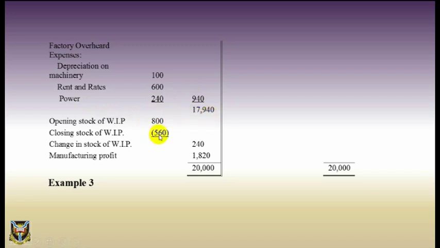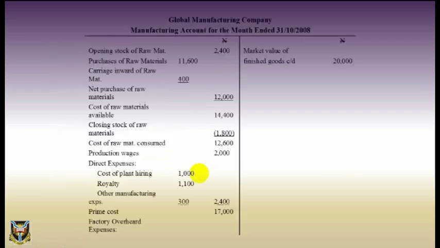Closing stock of WIP 560. Change in stock of WIP 240. Manufacturing profit 1,820. Total 20,000. On the right, market value of finished goods C/D 20,000.